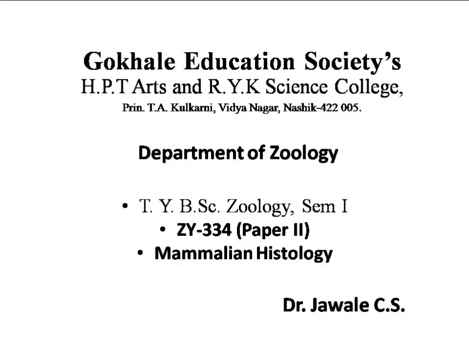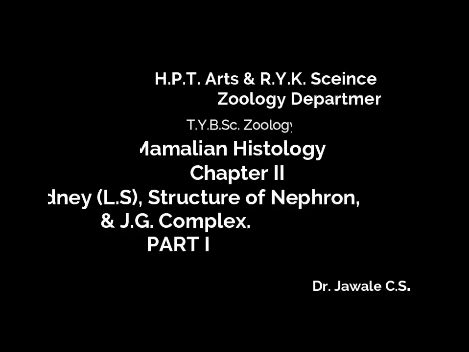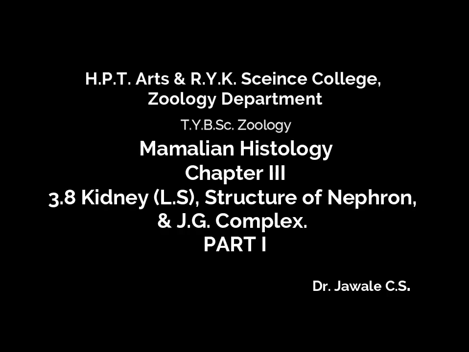Okay, we are back in this Mammalian Histology class. This is TYBSc Zoology, paper 2, semester 1. Here today we'll see from the syllabus 3.8 topic kidney, lateral sections will be described in detail, and the structure of nephron and structure of juxtaglomerular complex histology we will see in detail.